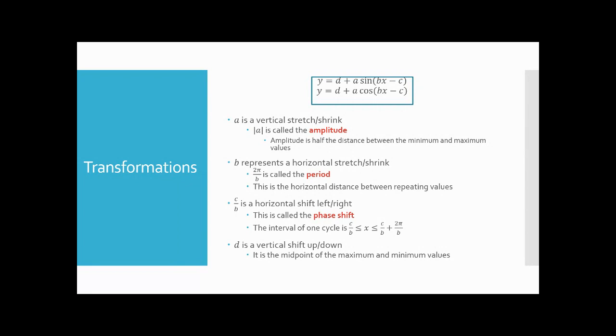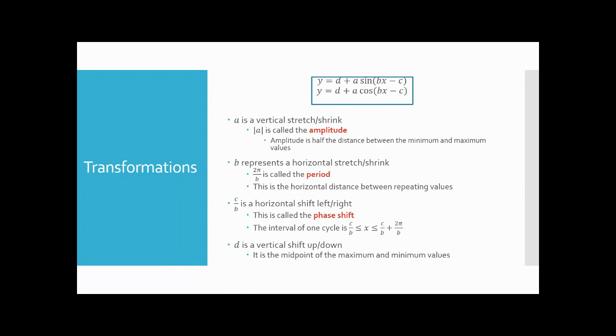So b is representing that stretch or shrink horizontally, and 2 pi divided by b gives us the period. I'm sorry, I said p. But that is what the period is, and the period is what we call the distance from when it starts repeating.